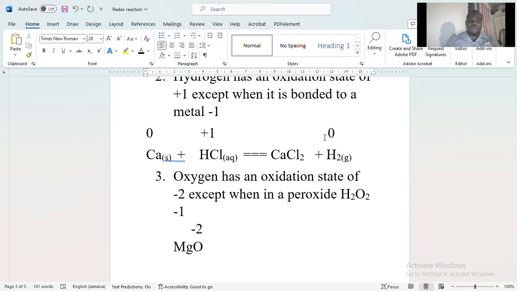As I said before, oxidation and reduction will happen simultaneously. Once you have a situation where you have oxidation happening, then you must have reduction happening as well. So in this case, the calcium is being oxidized, and the hydrochloric acid is being reduced.